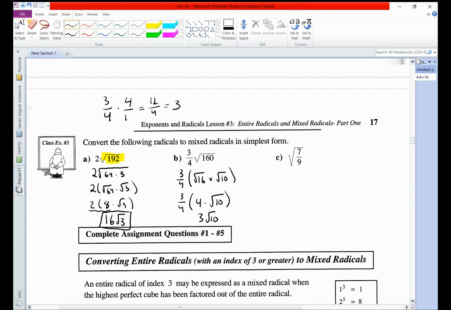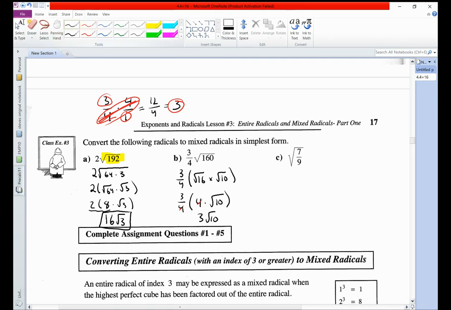Another way to think about that, if you want, is that if you have a 4 on the top and a 4 on the bottom, they end up canceling each other out, right? 4 over 4 is 1, and you're left with 3 over 1, but that's just 3. It's a pretty quick way to look at it. You could say, well, 3/4 multiplied by 4, the 4's cancel, and so then you're just left with 3 root 10.